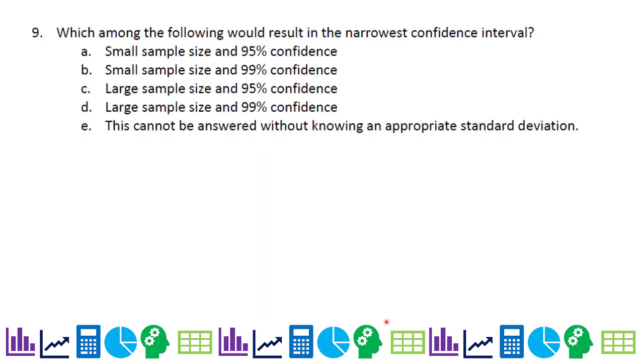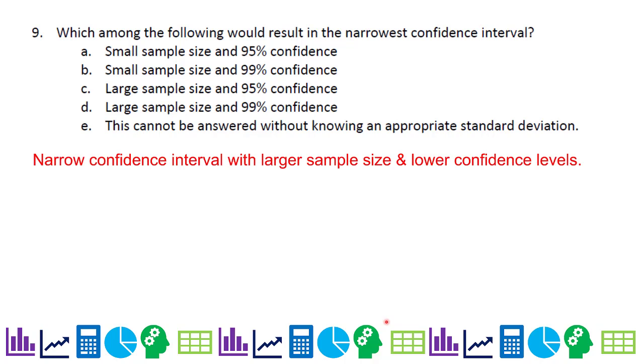Which among the following would result in the narrowest confidence interval? Big sample size, tighter confidence, right? That's how you get the tiniest interval. So large sample size, 95% confidence. There you go. So that should be quick.